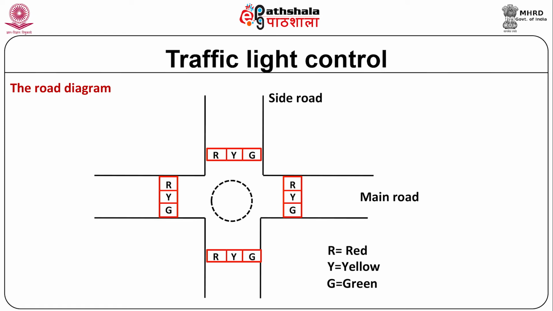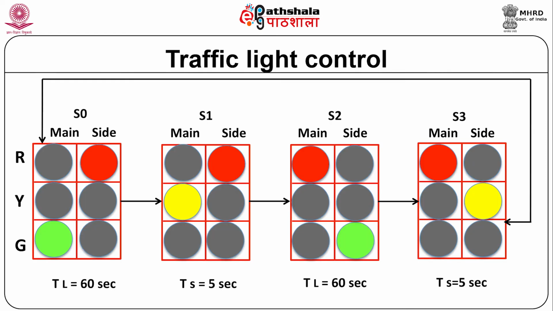There is one traffic light indicator system consisting of red, yellow and green lights on each road, as indicated in this figure. Let us now prepare a state diagram to describe the sequence of operations. In the first state, the main road light is green and the side road light is red for 60 seconds. In the second state, the main road light is yellow and the side road light is red for 5 seconds.